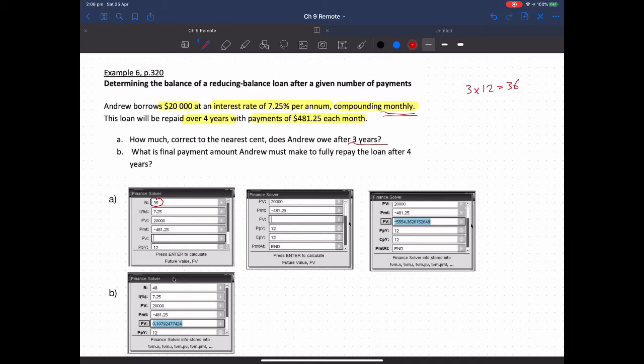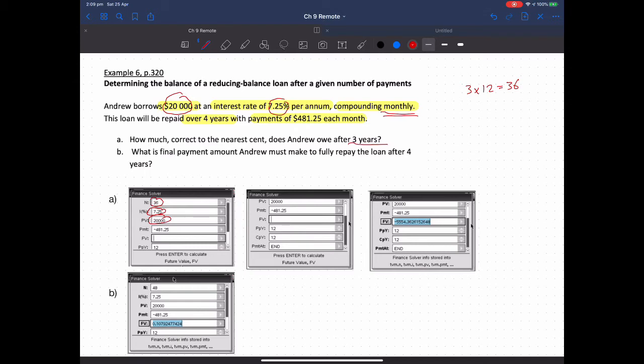Next thing we're asked for is the annual interest rate. The annual interest rate we're given is 7.25%. So you can see where I've typed in the 7.25%. Now this is where you have to be careful. Andrew has borrowed the money, so Andrew has the money. He has it in his pocket. So this will be a positive number. So the present value, how much does Andrew have? $20,000. That is the $20,000 he borrowed. The bank gave it to him, so he has it in his pocket, so it is positive.